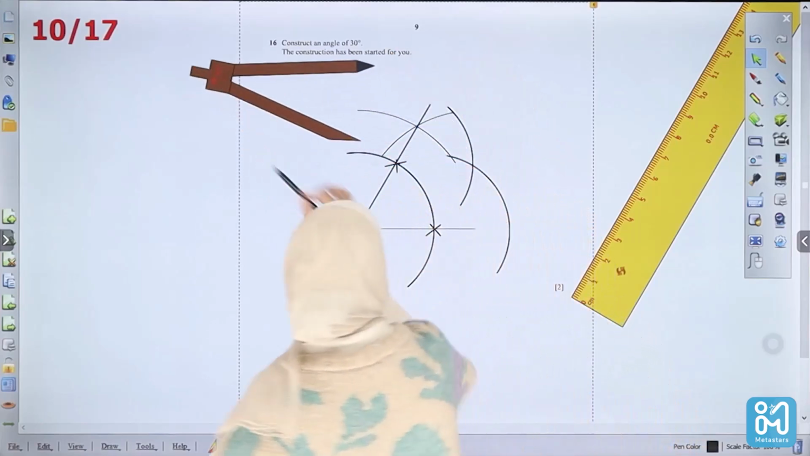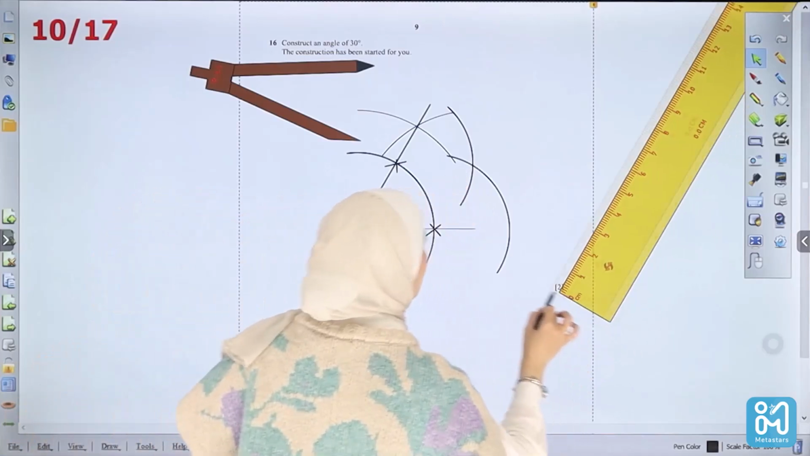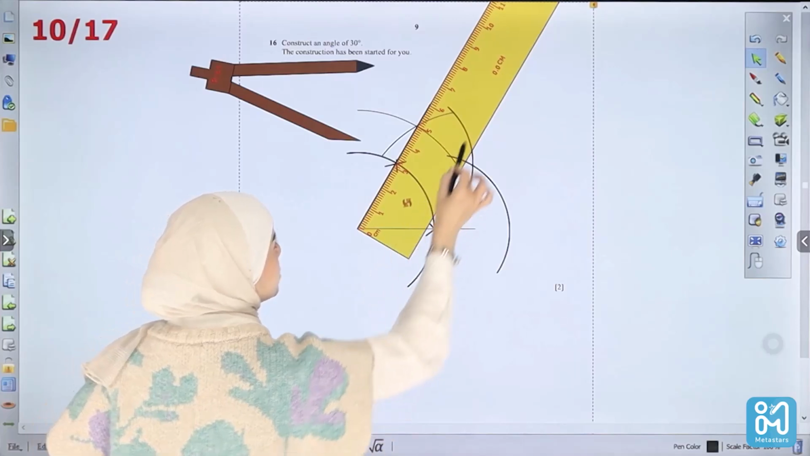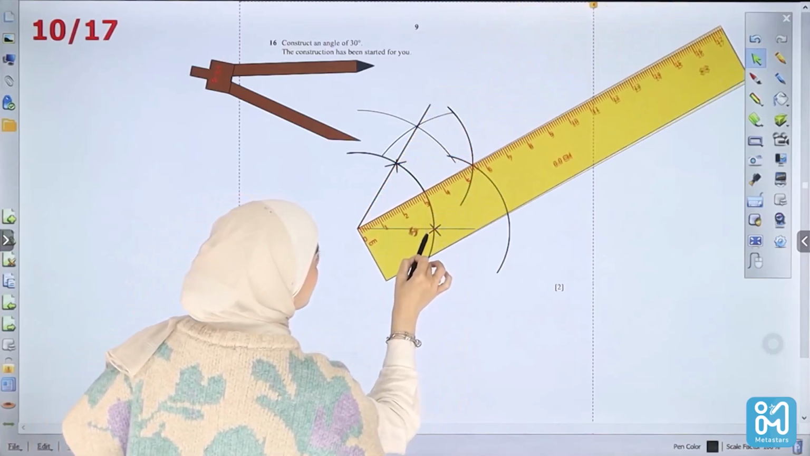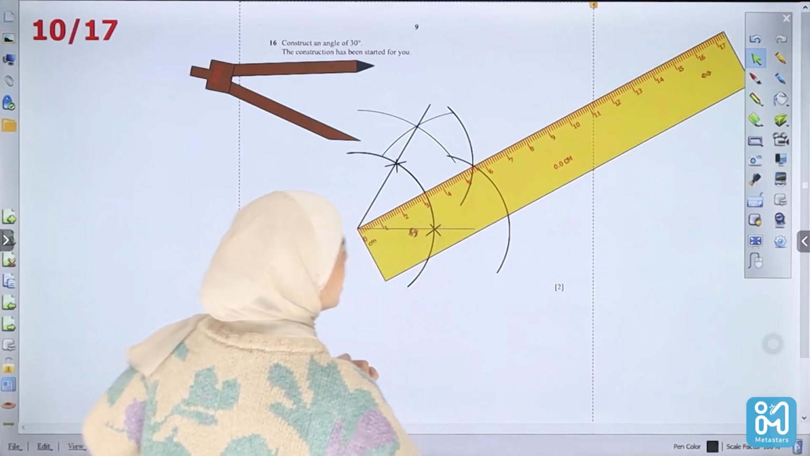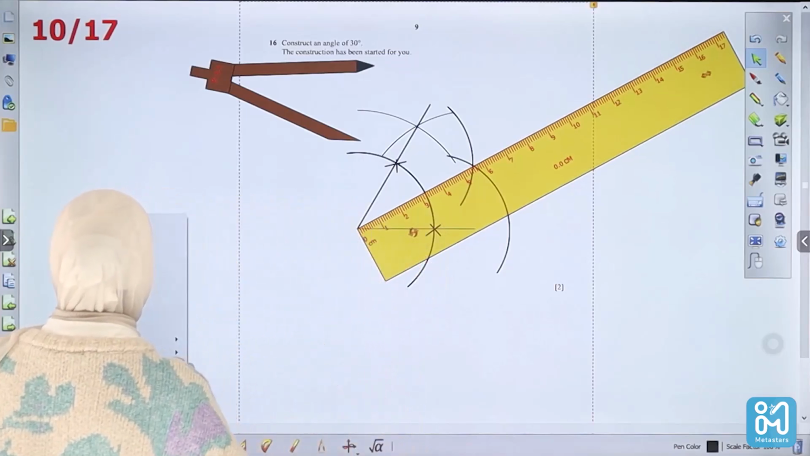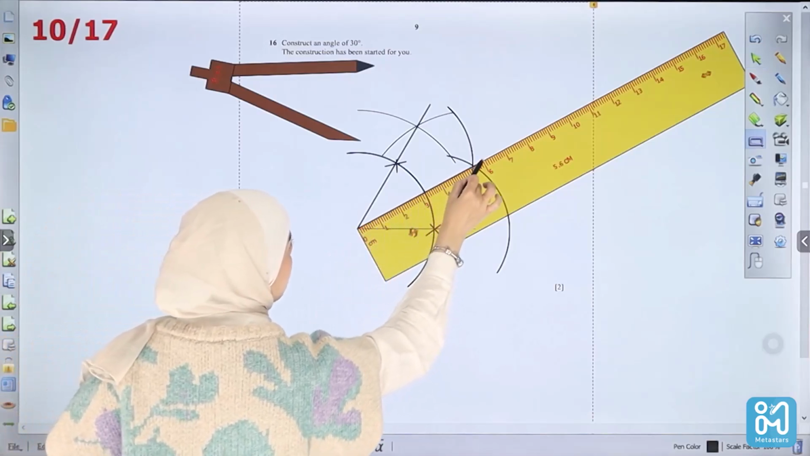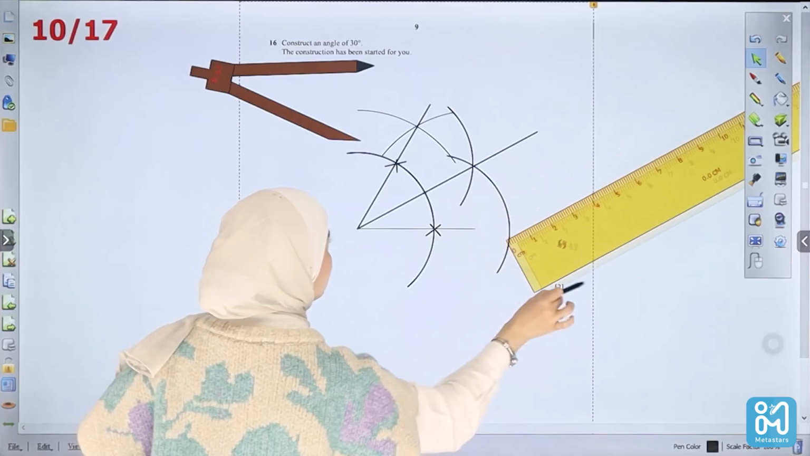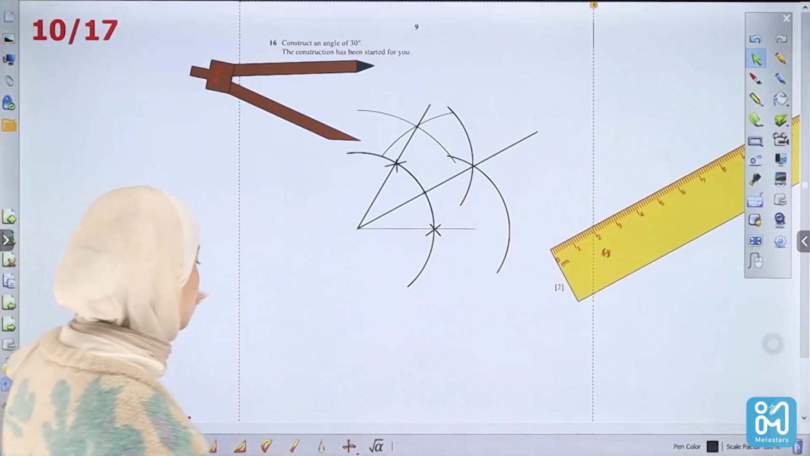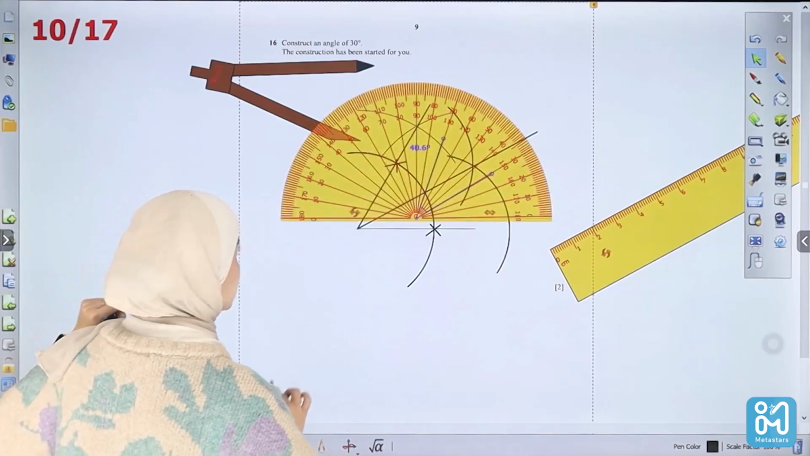Now, can you see the intersection point? I need to draw a line to join my main center with the new intersection point, as you can see. So here is the second line. Now this angle here is 30 degrees. I don't have to label it. I just want to check if my angle is correct or not.